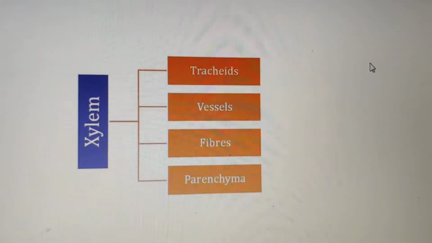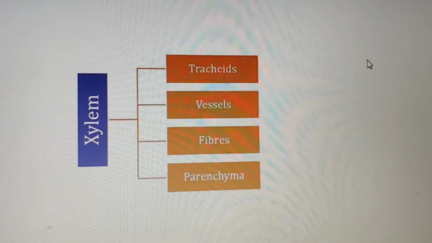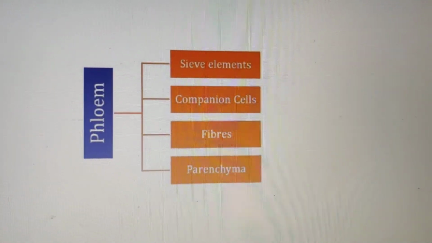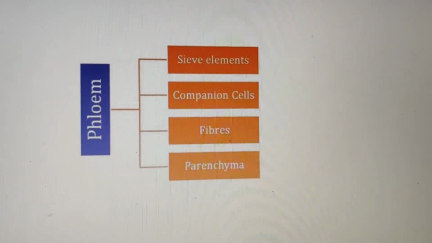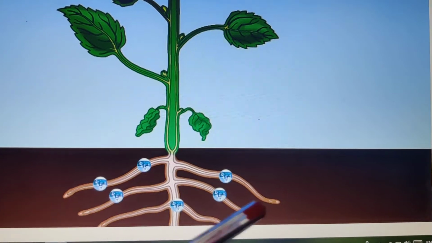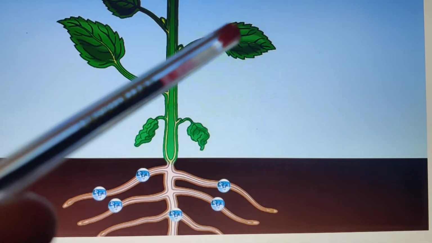So these are the components of xylem, and these are the components of phloem: sieve elements, companion cells, fibers, and parenchyma. Xylem takes the water from here through roots towards the surface of the leaf.